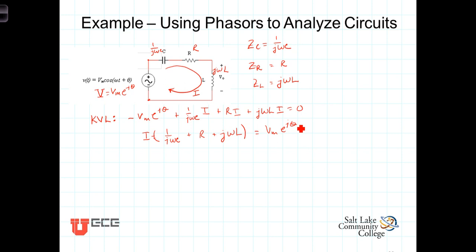We now solve for I by dividing both sides of the equation by this term in parentheses, and we have then that the phasor representation of I is equal to V sub m e to the j theta divided by 1 over j omega C plus R plus j omega L. Phasor I, the phasor representation, is calculated by doing that complex division.